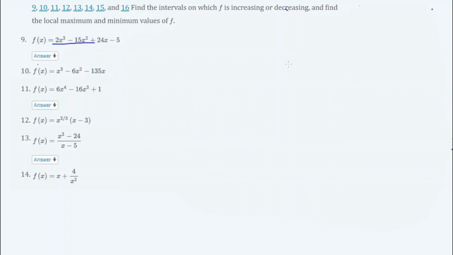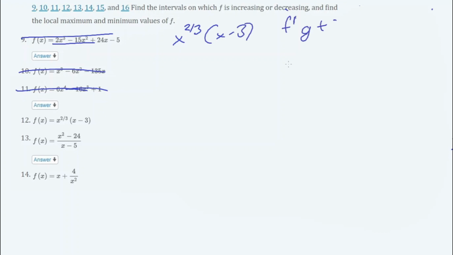Alright, so let's do a different question here. So we did number 9. We're going to skip number 10 and 11 because they're kind of the same. We're going to try number 12 because it involves the product rule and a fractional exponent. So we have x to the 2/3 power times x minus 3. So let's write out the product rule. That's going to be f prime g plus f g prime. And now we need to find the derivative, and then solve for x, so we could find the horizontal tangents, which will be the minimums and maximums, and then we could find out the rest.